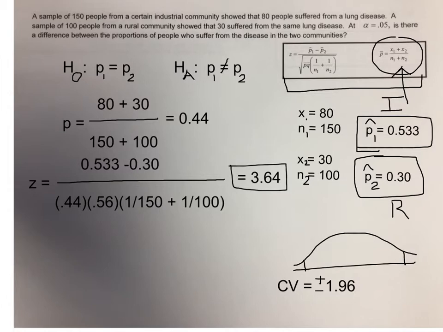So once we plug everything in here, and we take the bottom and do the square root of that, you end up with a critical value of positive or negative 1.96, for a two-sided test at 5% significance. We end up with a test statistic of 3.64. This is a pretty substantial test statistic. It falls all the way out here.